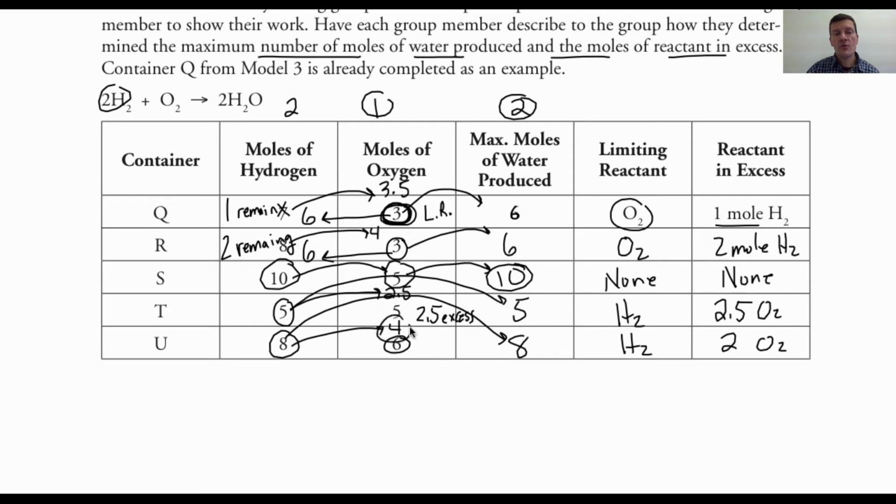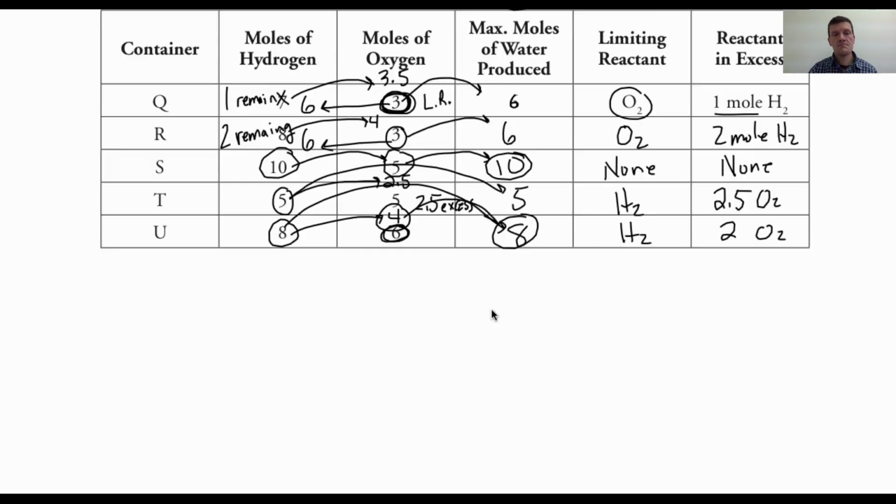You could use this 4 if you wanted to, but don't use the 6. You don't use 6 moles of oxygen. You only use 4. You could use 4 and double it because it's a 2-to-1 ratio, but don't use the number that is not all consumed. Never use that number to find out how much is produced.